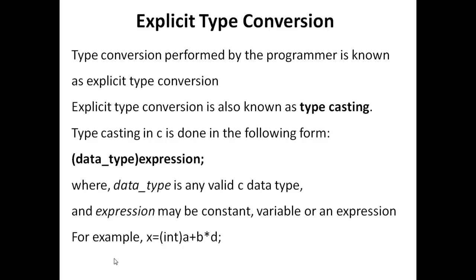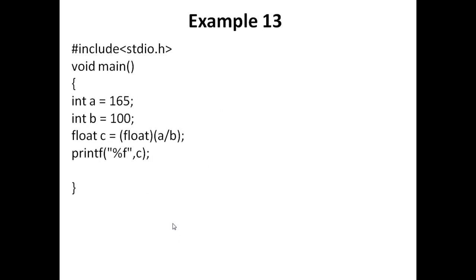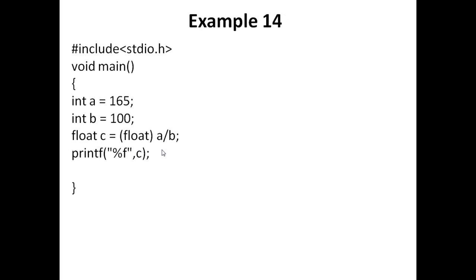So here the explicit type conversion can be done by means of typecasting. If you see the last line, you can give the data type directly and you can do the typecasting. As an example, you can give float in the brackets and A by B, so it converts that into a floating point.